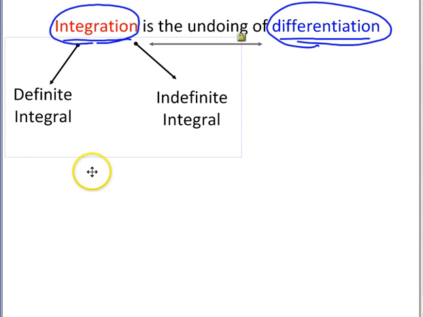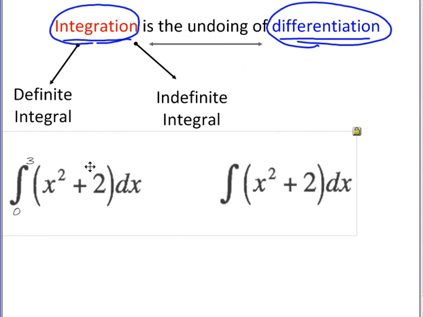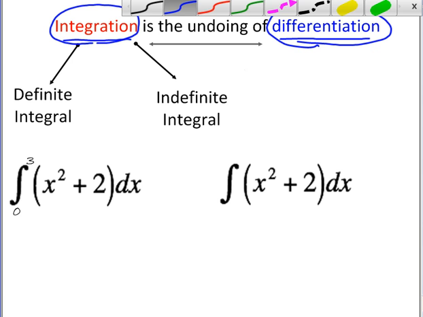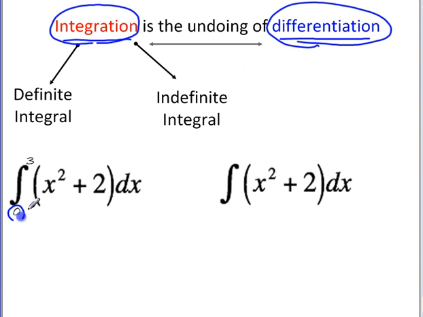So this is what a problem might look like in the beginning. And you'll notice there's a new symbol, and it's got that kind of squiggly S in the front. But both of these are integrals. The one on the left is a definite integral, and the one on the right is an indefinite integral. And what you'll notice about the difference between the two is that this one has numbers at the top and the bottom of that kind of fancy squiggly S.